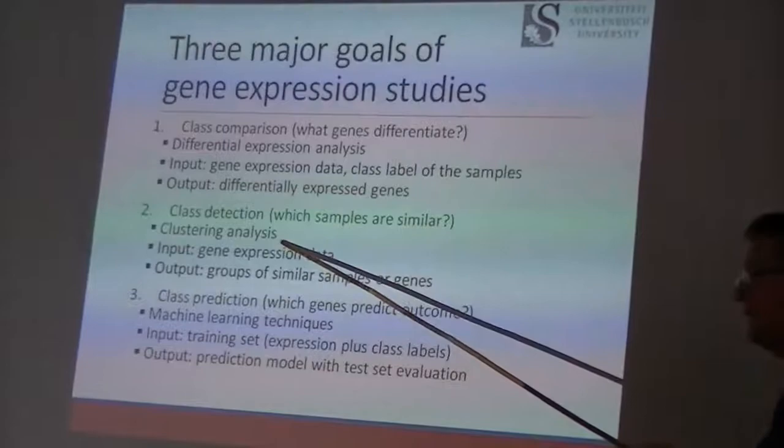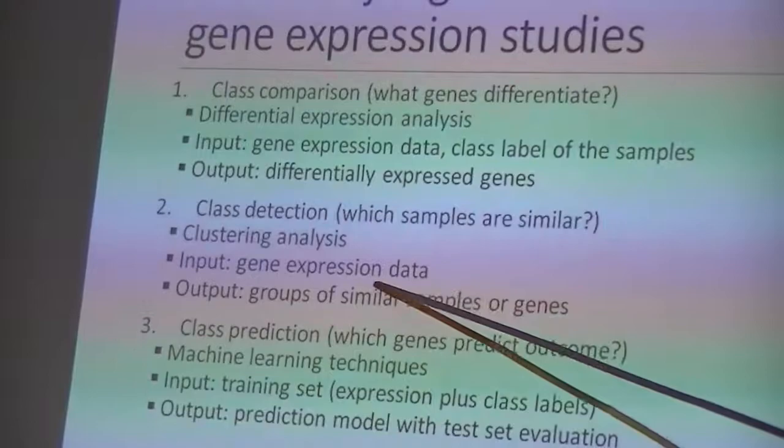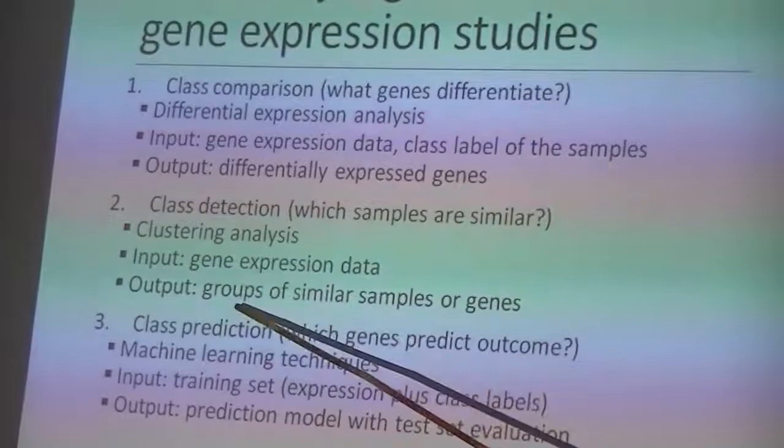We talked about biclustering just a moment ago. The input is just gene expression data. None of our own insights about which samples or what types goes into this. But at the output, we have groups of similar samples and groups of genes that make up those samples.